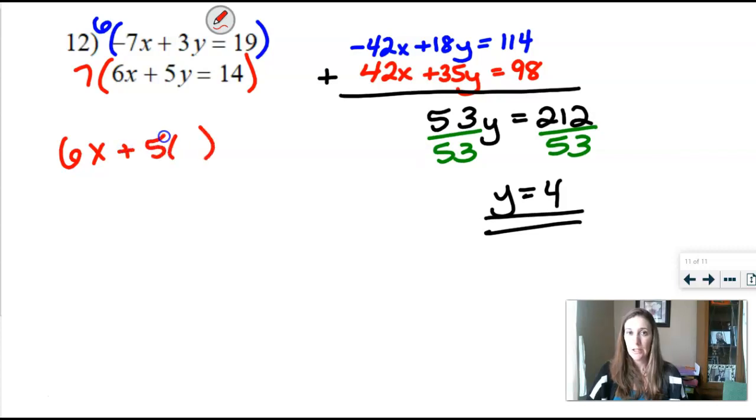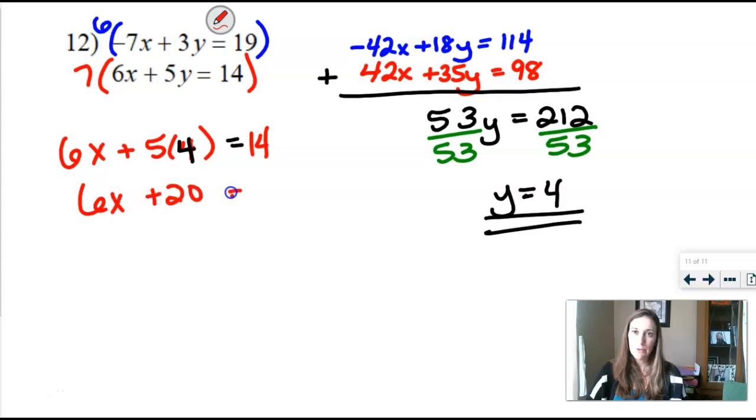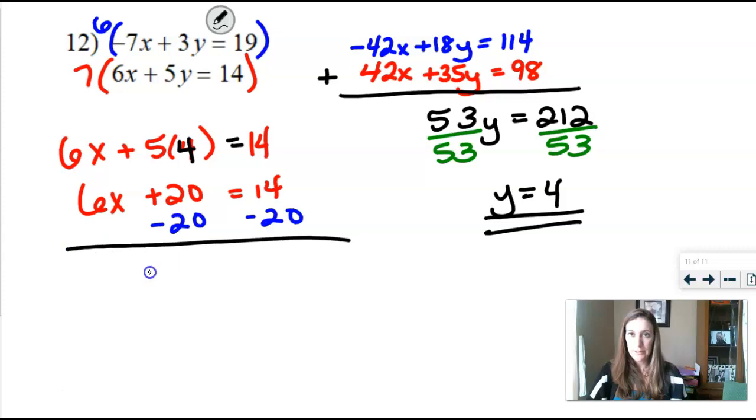Let's see here. Oops, I meant to make that a black one. So this is a 20, right? 6x plus 20 equals 14. And then if we subtract 20 from both sides, oopsies. All right, 6x equals negative 6.